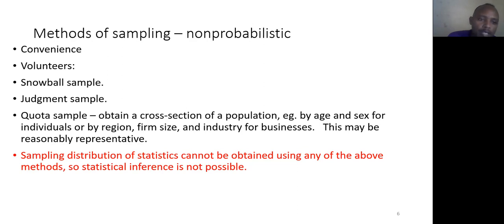Quota sampling, judgment sampling. Judgment sampling is sometimes called purposive sampling. In this sampling method, the sample is decided based on the knowledge or the experience of the researcher in the area. A researcher who has experience or knowledge in the area may decide on the size or on the elements of the study based on his experience. Such type of sampling is called judgment sampling.